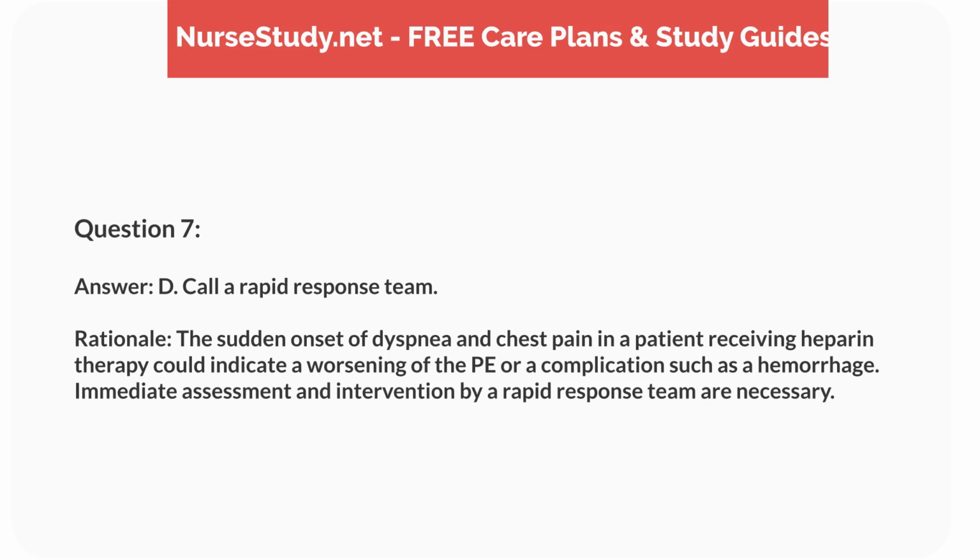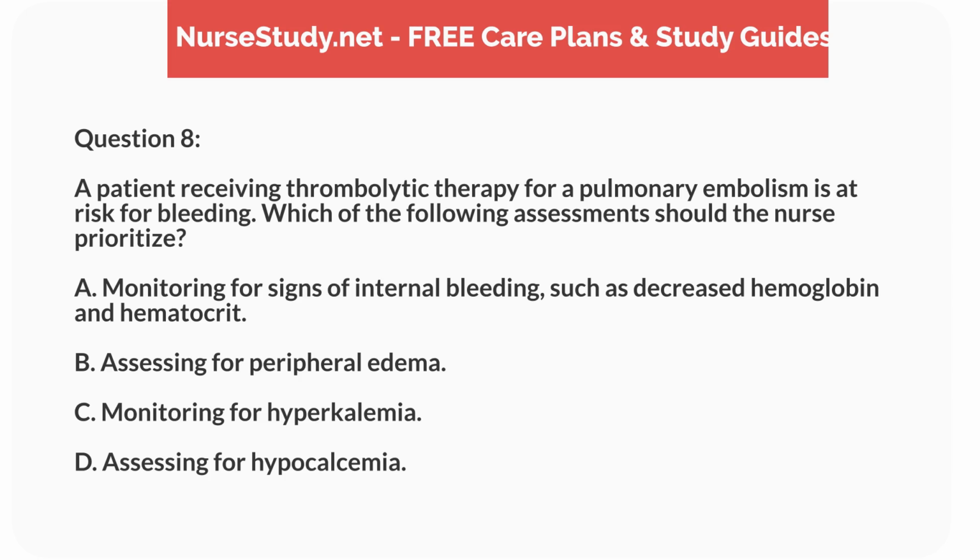Rationale: the sudden onset of dyspnea and chest pain in a patient receiving heparin therapy could indicate a worsening of the PE or a complication such as a hemorrhage. Immediate assessment and intervention by a rapid response team are necessary. Question 8. A patient receiving thrombolytic therapy for a pulmonary embolism is at risk for bleeding. Which of the following assessments should the nurse prioritize?